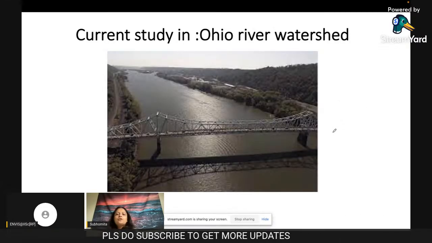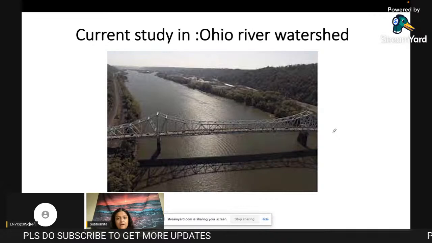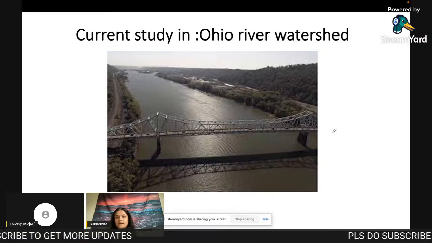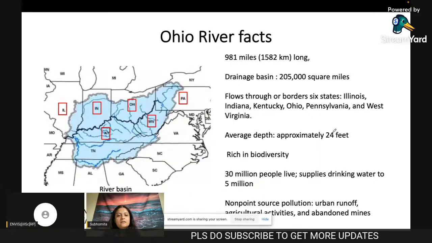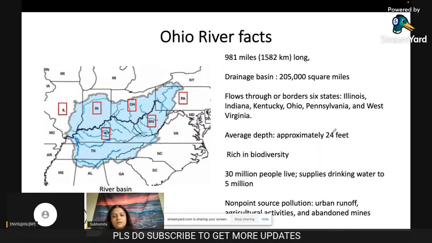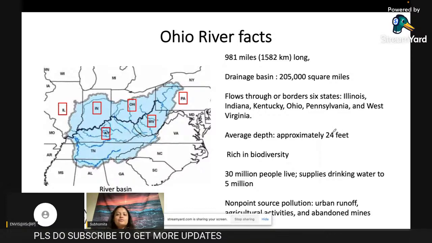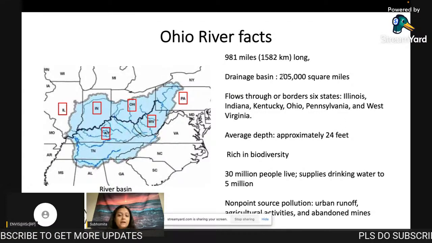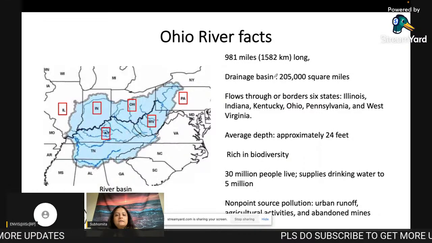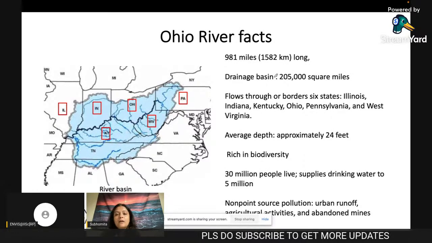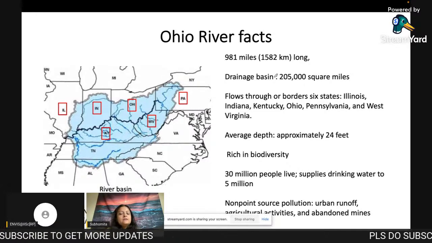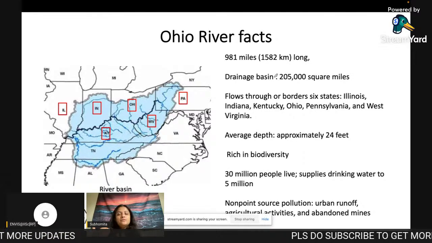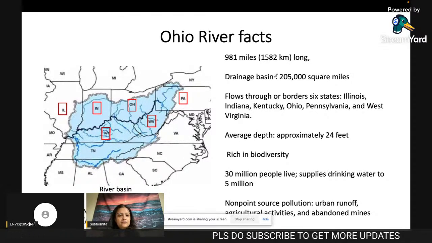So now I'm going to talk about a completely different study that I'm currently doing. This is in the Ohio River watershed. The Ohio River is a huge river in the Midwestern US. It flows through 7 states in the US, including Kentucky, where I live. It's 981 miles long, which is 1582 kilometers, and 205,000 square miles is the drainage basin. Its average depth is approximately 24 feet, and it has very rich diversity.